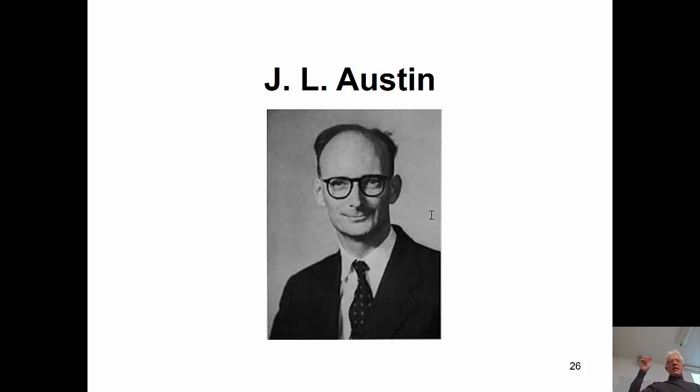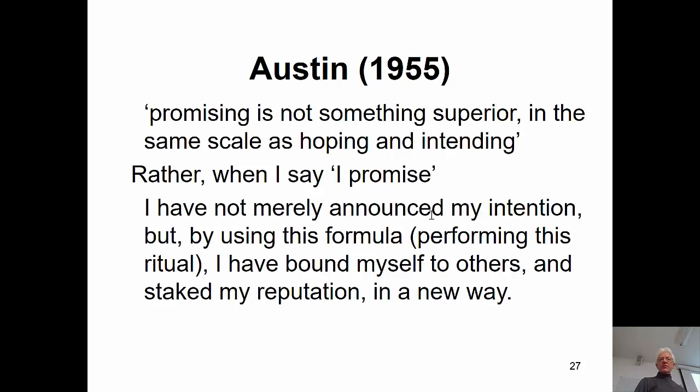Now, in the 20th century, this idea was taken much further by an Oxford philosopher called Austin. And Austin's idea was that promising is not just a special kind of mental or linguistic act. It's an act which has real social consequences. And these real social consequences have to do with dispositions.